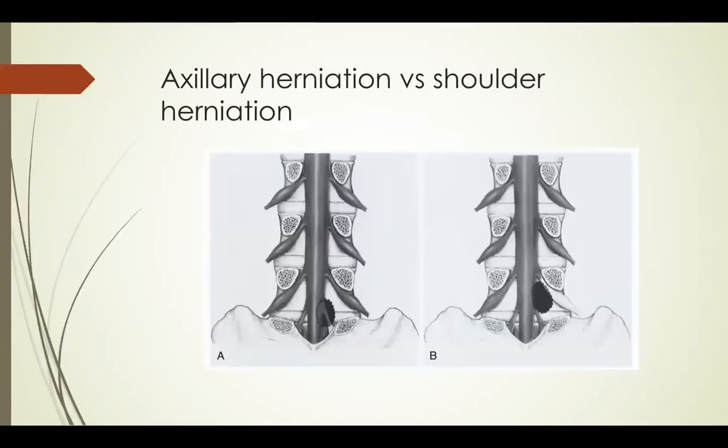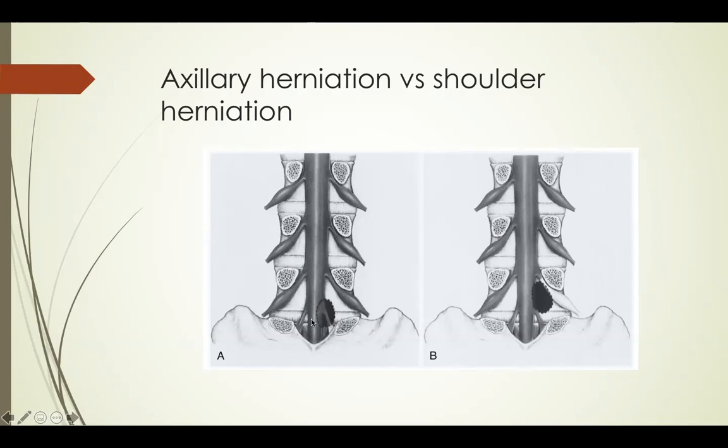So as I mentioned before, this is the same thing. This is your sacrum. This is your L5, L4, L3. If your disc herniation goes up and is in your axilla, that can affect the L5 nerve root, even though that's an L5-S1 disc herniation. So that's your axillary herniation there.